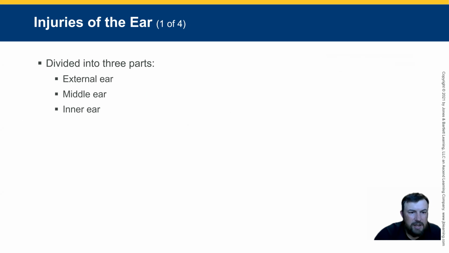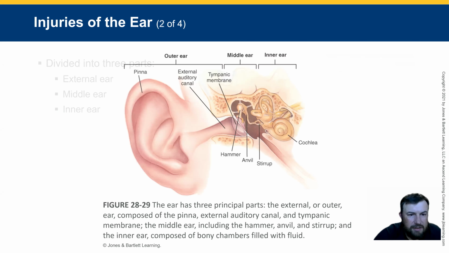The injuries to the ear, divided into three parts: your external ear, middle ear, inner ear. I'm sure there's stuff in here that I'm going to butcher. So we've got our pinna, our outer ear, external auditory canal, and then we've got our tympanic membrane. You've got the hammer, the anvil, stirrup. I never could say that one, but the cochlea. It's the ear, pretty much.